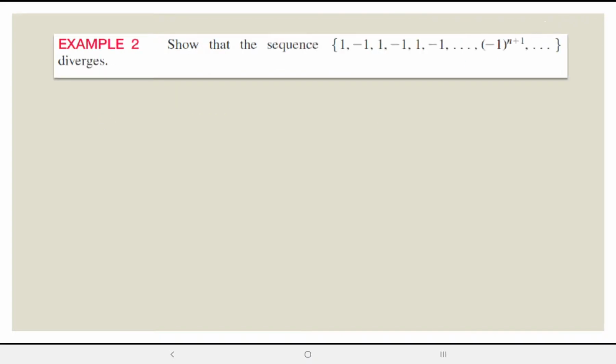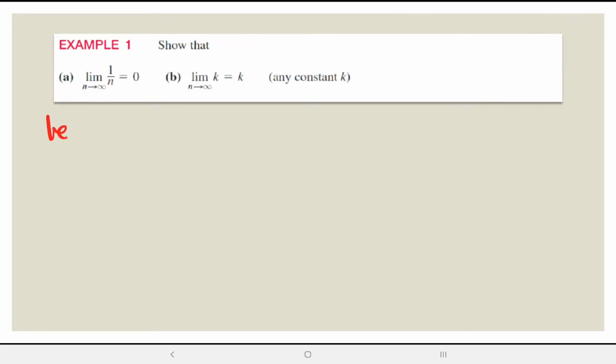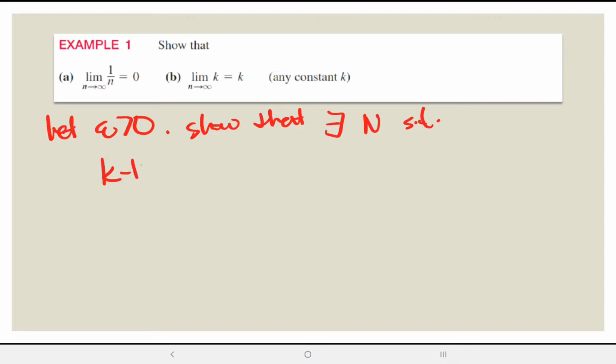So sa B naman tayo, B. Let epsilon be greater than 0 pa rin. Kasi kailangan positive number siya. We must show that there exists an integer N. So ganun pa rin naman yung formula. Show that there exists an integer N such that, okay, absolute value of k minus k is less than epsilon, whenever n is greater than N. Again, balikan natin yung definition ng limit, kaya siya na-form. So, si k natin dito, siya rin kasi yung limit natin.